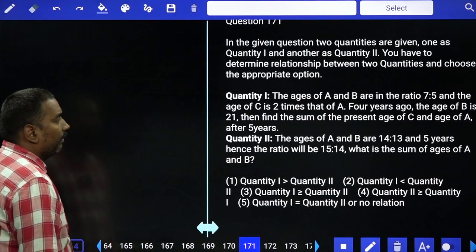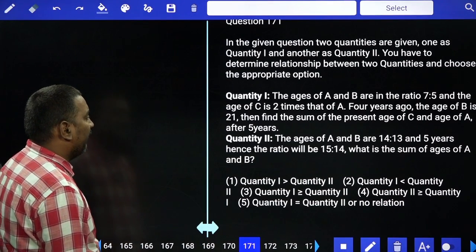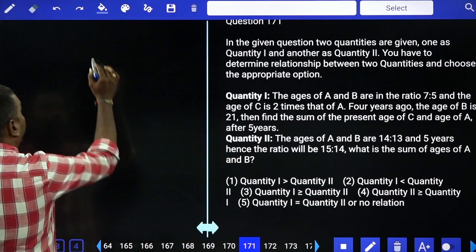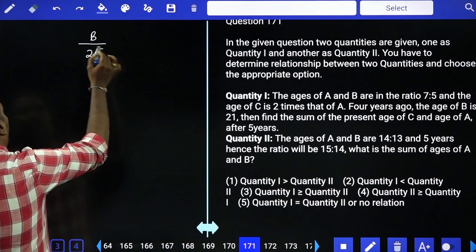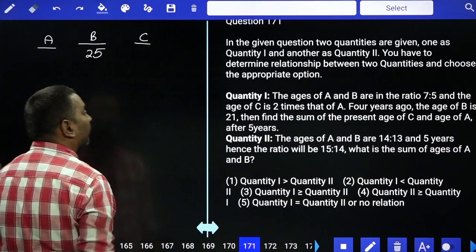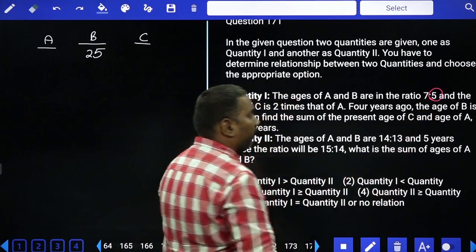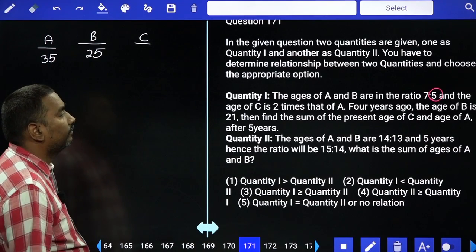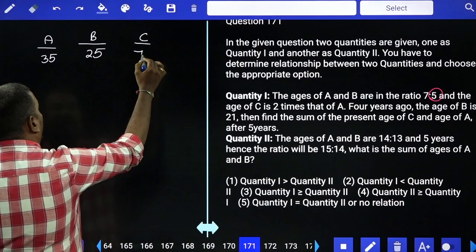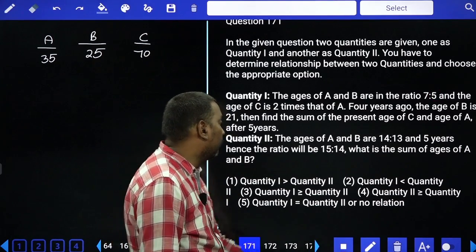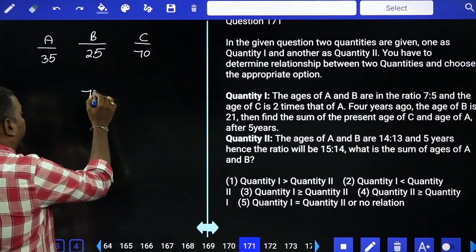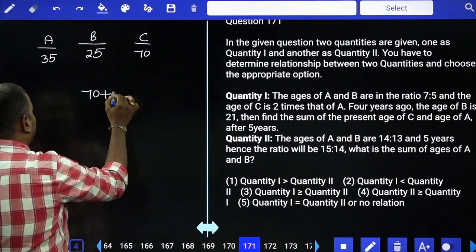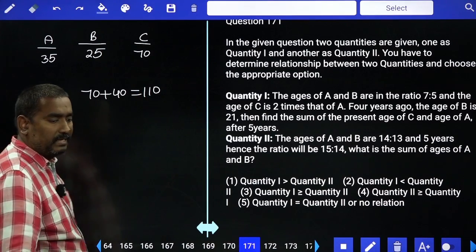The ages of A and B are in the ratio of 7:5 and the age of C is 2 times that of A. 4 years ago, the age of B was 21. 4 years ago 21 means present 25, which is 5 parts. 5 parts value 25 means 1 part value 5. 7 parts is 7 5s, 35. C is 2 times A, 35 2s are 70. The question is to find the sum of the present age of C, 70, and the age of A after 5 years. Present A 35, after 5 years means 40. 70 plus 40 means our answer is 110.